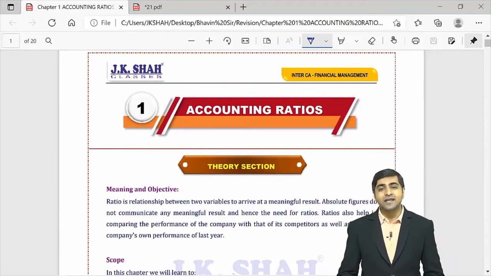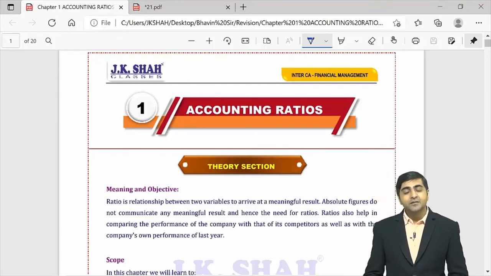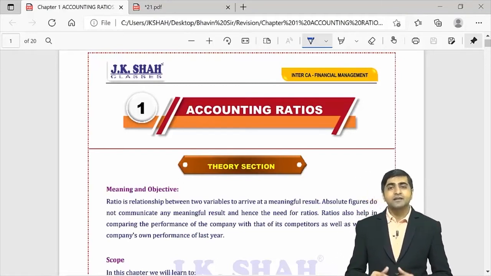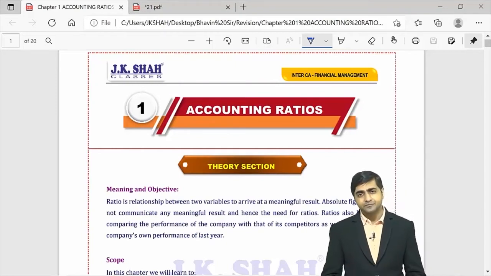So it goes without saying, all the 3 types of questions are part of your JKSC textbook, and at the time of revision, I'll help you to understand which question belongs to which particular type. But guys, before we start with the practical questions, first you should be aware of what are the different types of ratios which we are going to study.